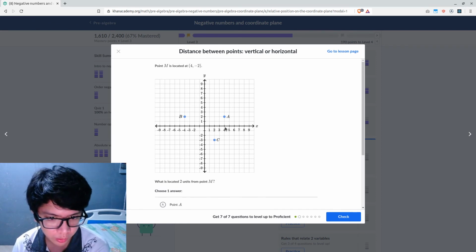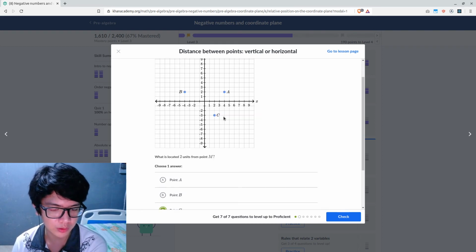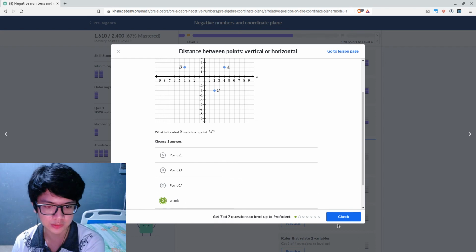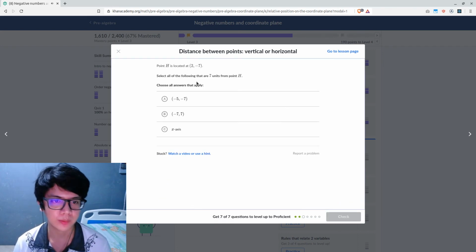Negative 2, 1, 2. What is located 2 units? Ah, it's the x-axis. Point H is located at 2, 7. Select all of the following that are 7 units from point H.